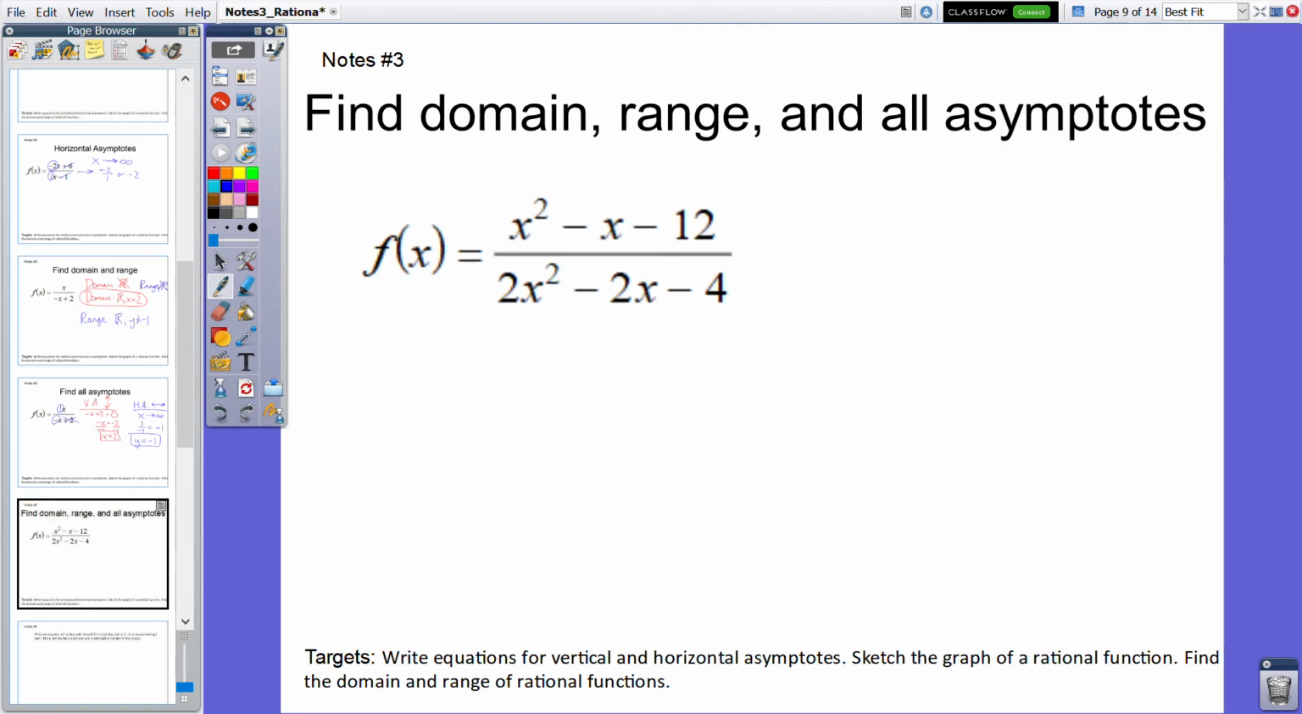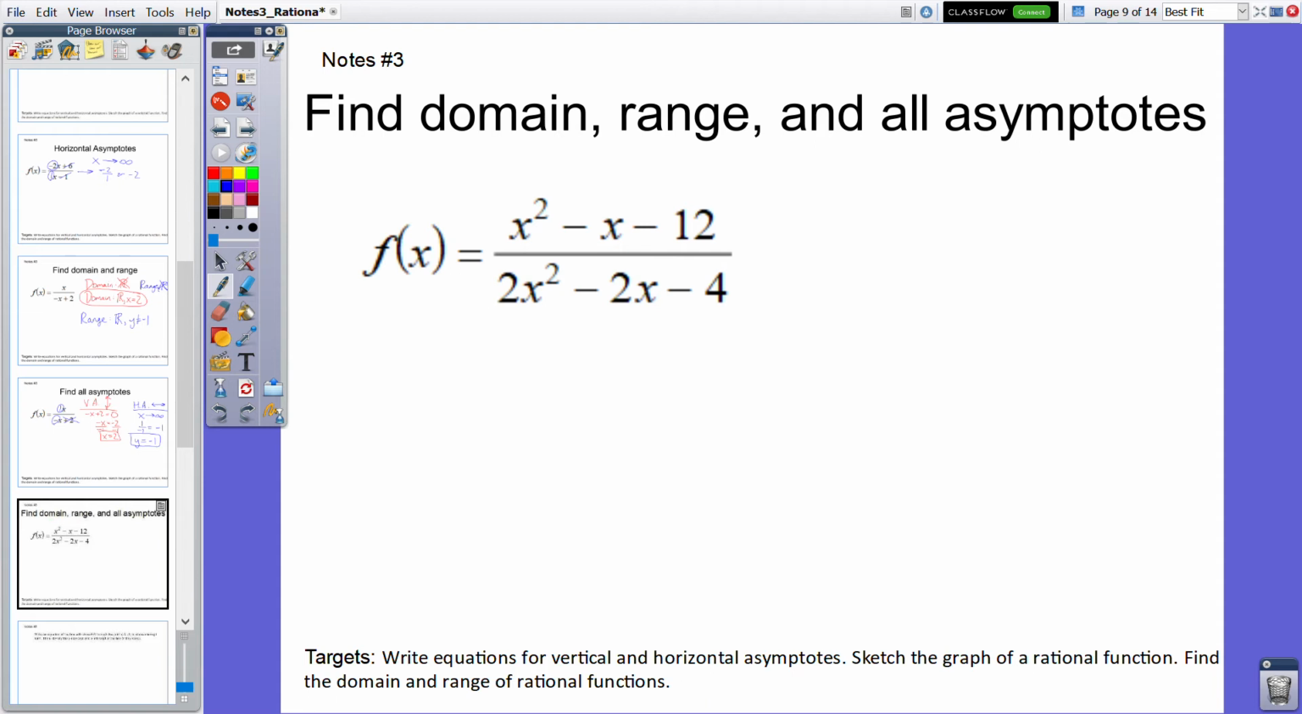Looking at a much larger polynomial here. Okay? So now we're looking at quadratics in both numerator and denominator. So we're going to find range, domain, and all of our asymptotes. So in order to do that, in order to determine what our domain and range is, we're actually going to do this in reverse order.